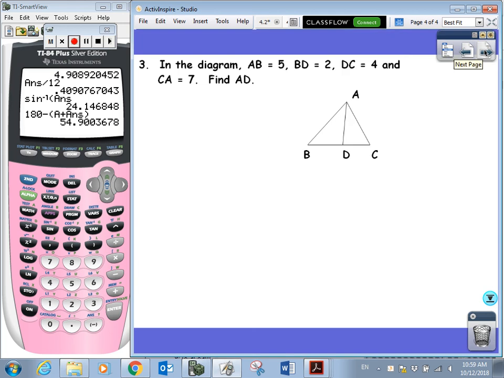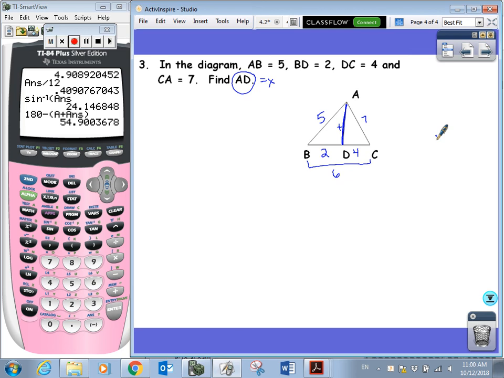All right, last one here in the diagram. So it gives us a diagram and it gives us a bunch of lengths. So it tells us AB is 5, tells us BD is 2, DC is 4, so that means this whole thing is 6, which we're going to need to use. And CA is 7. We want to find AD. Okay, well, I'm going to rename AD as, I'm going to call that X.